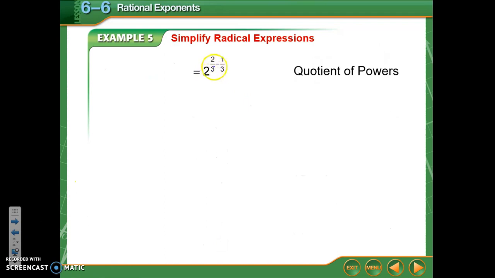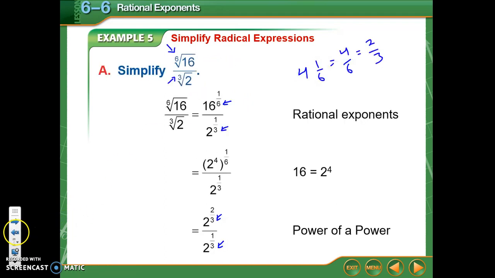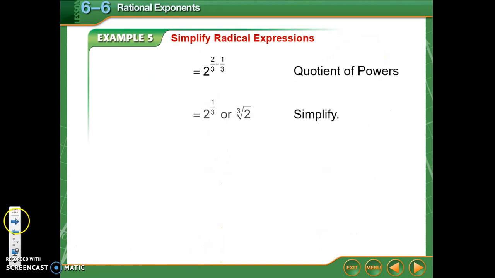So based on my exponent rule, I can subtract my exponents when my numerator and denominator have the same base. That's why we went with 2 to the 4th instead of 4 squared. Now this has a base of 2 and this has a base of 2, and now I can use my exponent rules on the numerator and denominator. 2/3 minus 1/3 is 1/3, and 2 to the 1/3 is the cube root of 2.